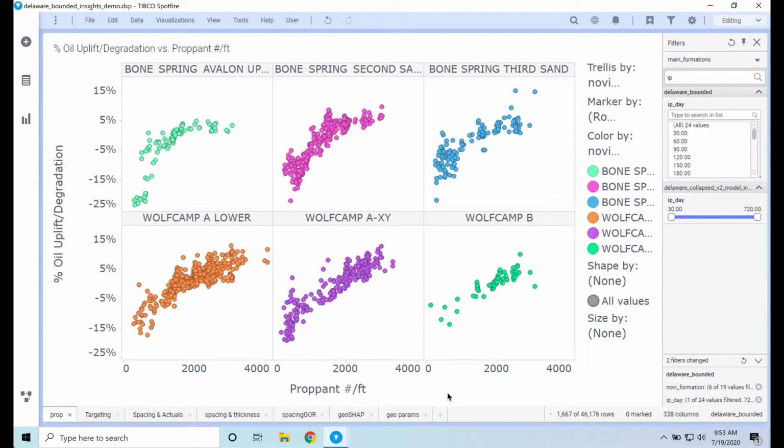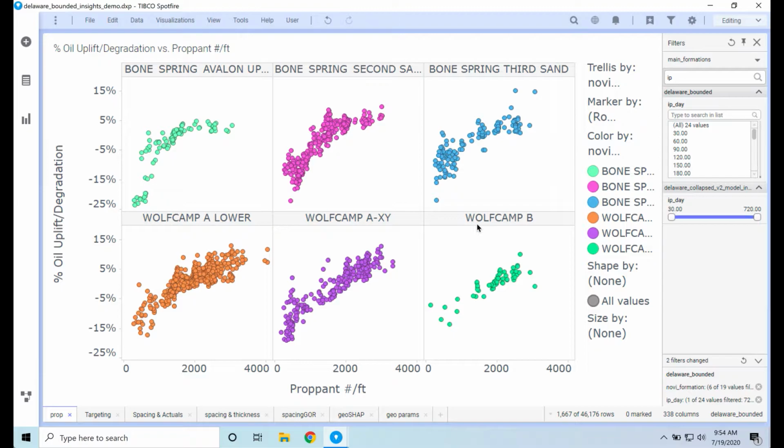Here I'm looking at a pretty common plot that we look at, and I'll take a minute to walk you through it. On the x-axis here, we have profit in pounds per foot, so we go from 0 out to 2,000 out to 4,000. Part of our standard outputs is we take total profit values and divide it by the lateral length. It's a simple feature transformation, but valuable.